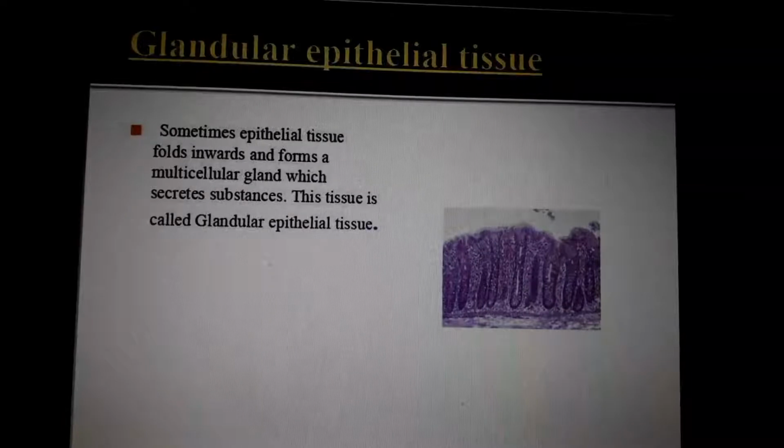Next one is glandular epithelial tissue. This we didn't study yet. Okay.